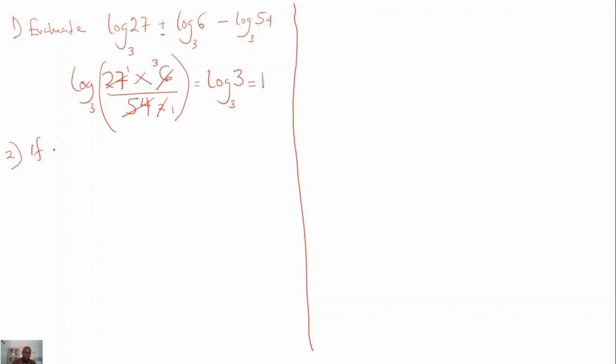Now let's look at the second example. They said if a is equal to x raised to power 1 over n, they say find log x raised to power n into base a. They say we should find this. Now let's represent this by y. Let's say log x raised to power n base a, that they say we should find, is equal to y.